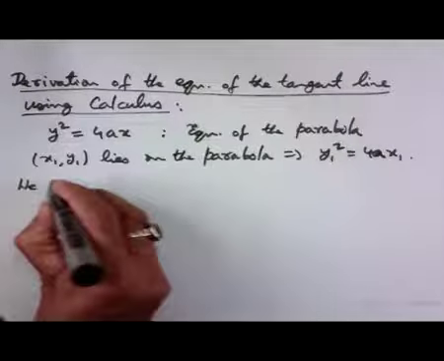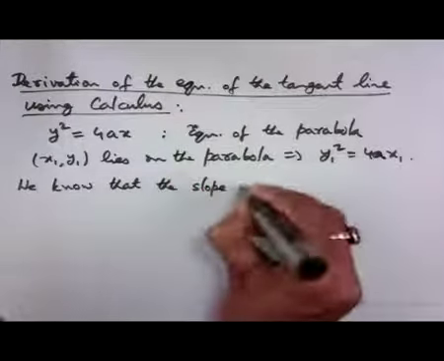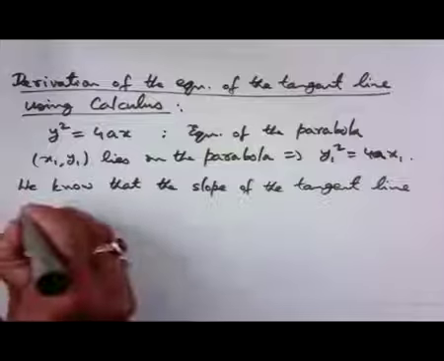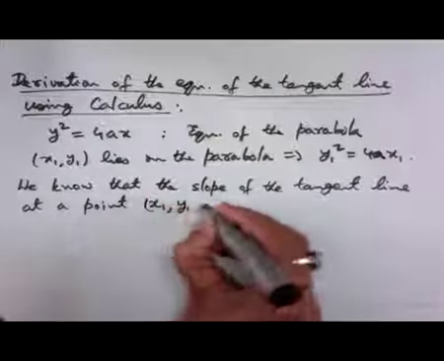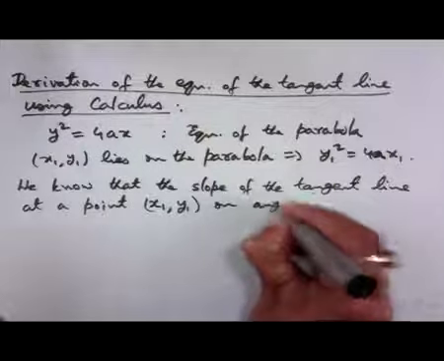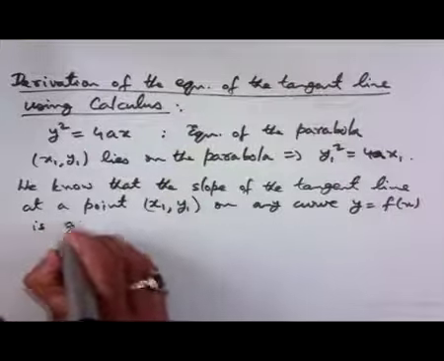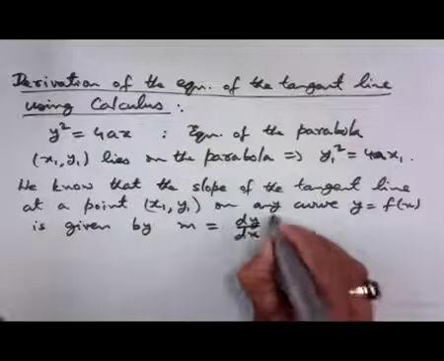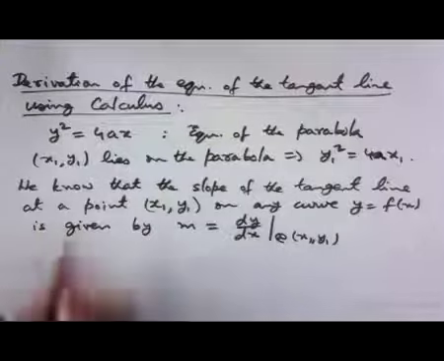Now, we know that the slope of the tangent line at a point x 1 y 1 on any curve y equal to f of x is given by the slope is equal to the derivative dy dx at the point x 1 y 1. So, all you have to do is calculate the derivative dy dx.